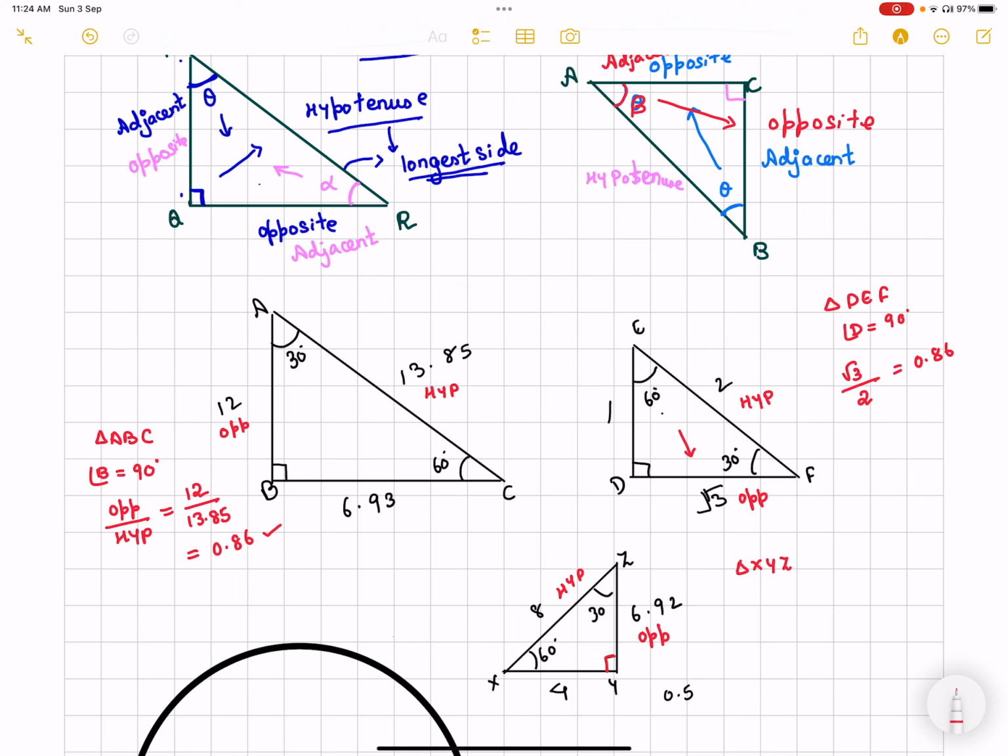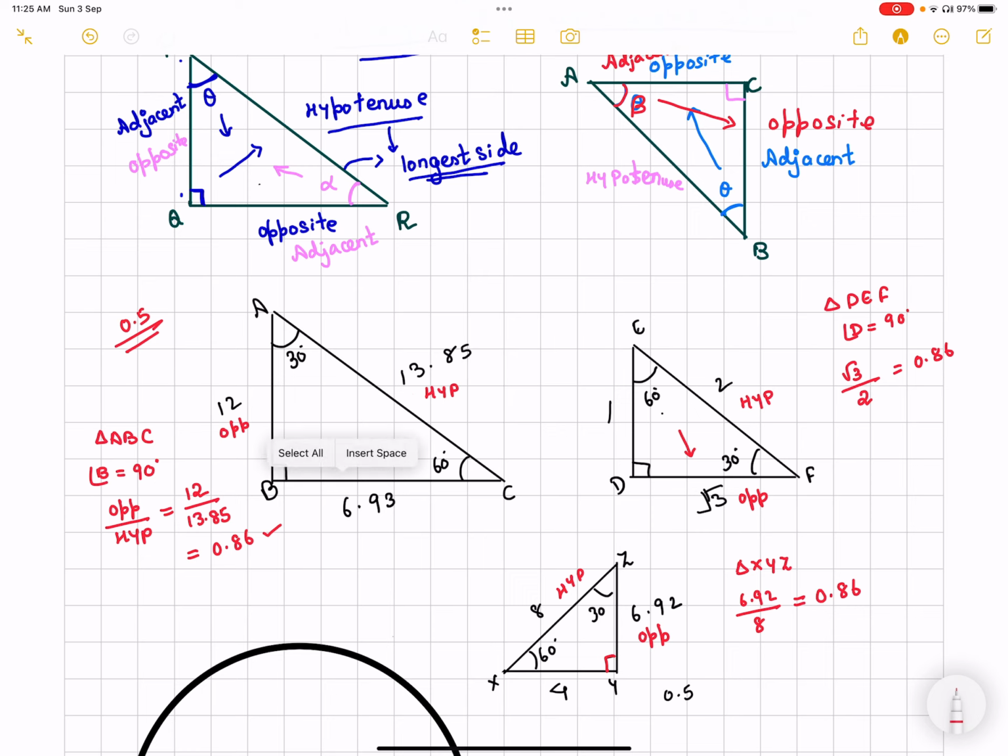So now in that case, it is going to be 6.92 divided by 8, which is equal to 0.86. So they observed that for a 60 degree angle in a triangle, the opposite side by hypotenuse always remains 0.86. And they thought, okay, let's check for 30 degrees also. For 30 degrees, they checked opposite by hypotenuse and got 0.5 every time.